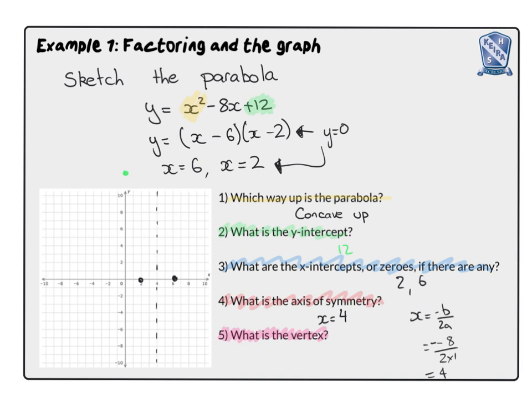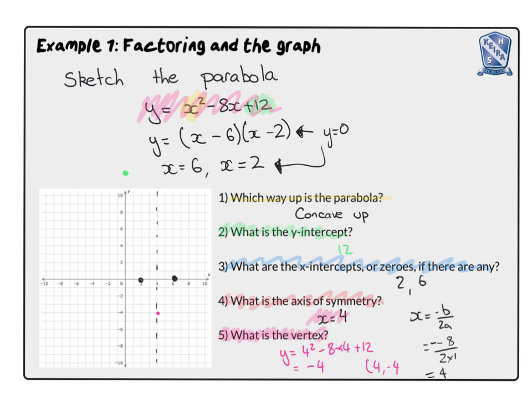For the vertex, we substitute that x equals 4 value into our original equation, making our whole thing nice and pretty. But we get y equals 4 squared minus 8 times 4 plus 12, which equals 16 minus 32 is minus 16 plus 12 is minus 4. So our vertex will be 4, minus 4, which is down here.